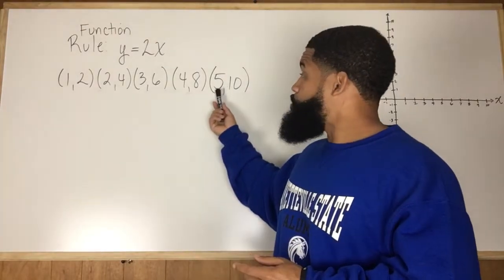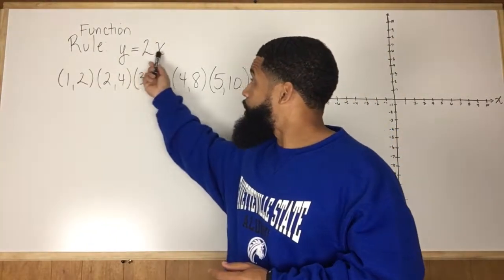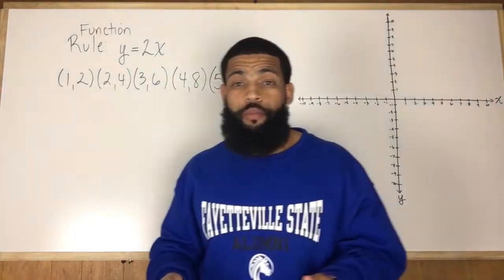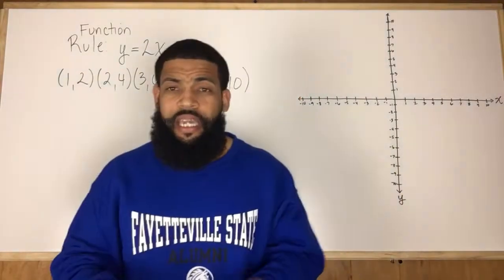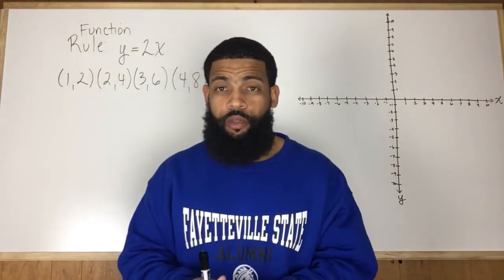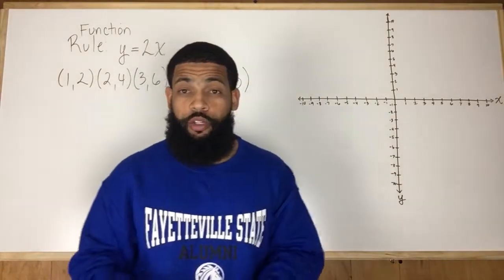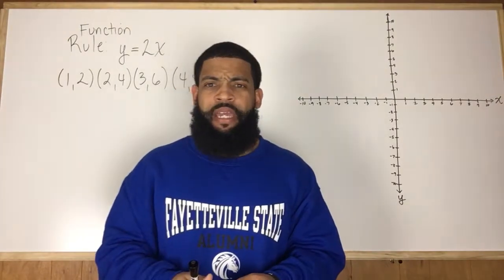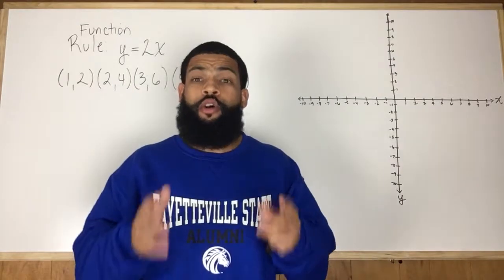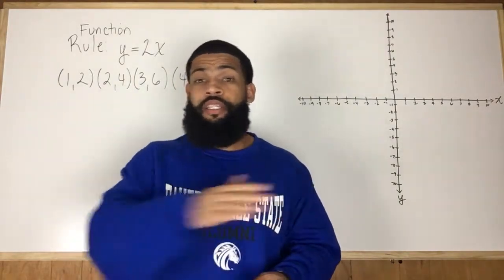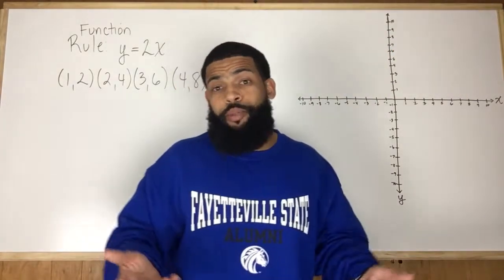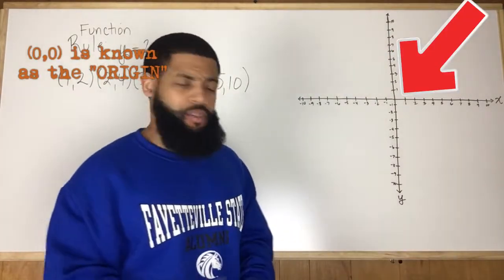So if the input value or the x value is 5, then 2 times 5 gives you 10 as your y value or your output value. So we're going to take these 5 different ordered pairs and we're going to graph them on the coordinate plane. As you can see, I already have my coordinate plane written out. And just for the sake of knowing, a coordinate plane is nothing but two number lines, a vertical number line and a horizontal number line, and they both intersect at the ordered pair 0, 0. So let's go ahead and graph these ordered pairs.